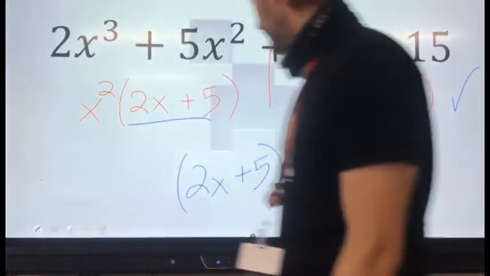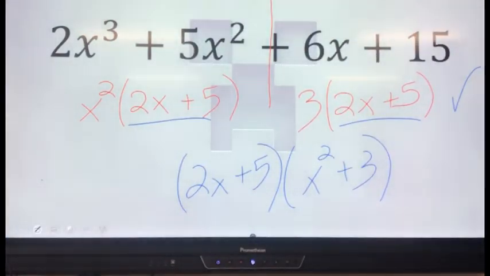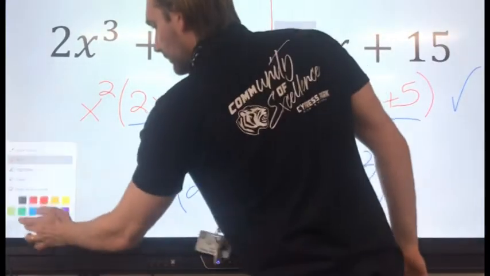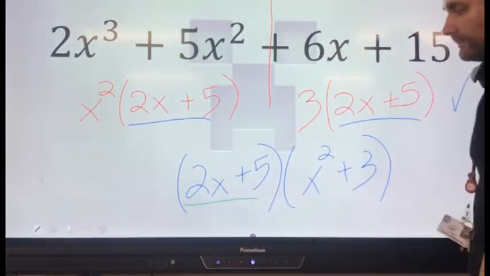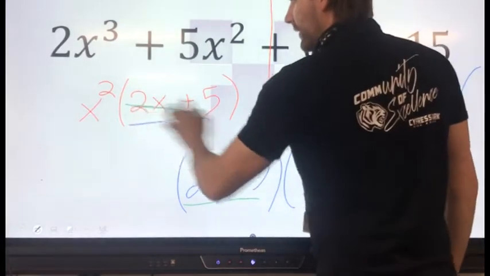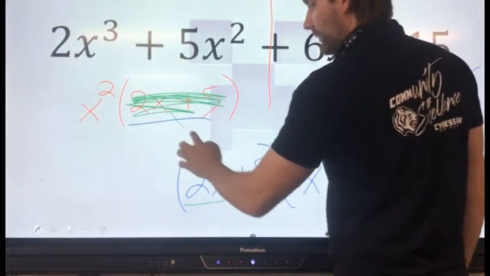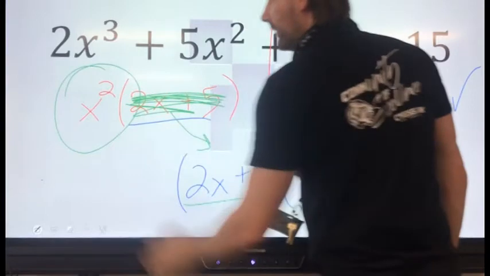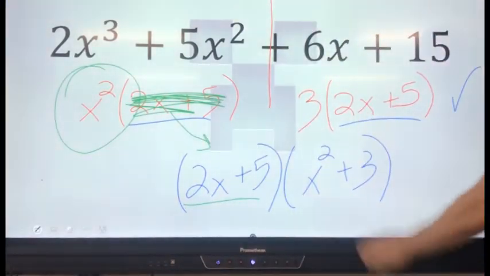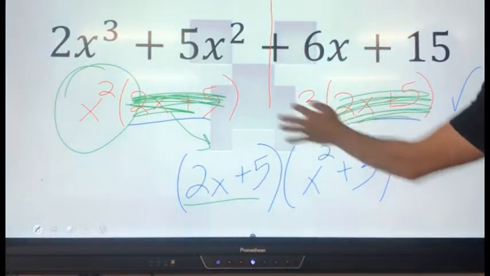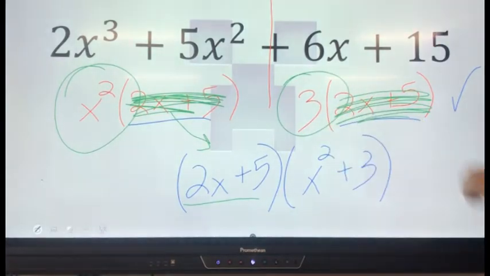X squared plus 3. How'd you get that? Okay. So, you know where I got this, right? That's from here. If I take that away, what do I have left? Just the outside, x squared. If I take 2x plus 5 away from 3, what do I have left? So it's just the outside. Yep. X squared plus 3.